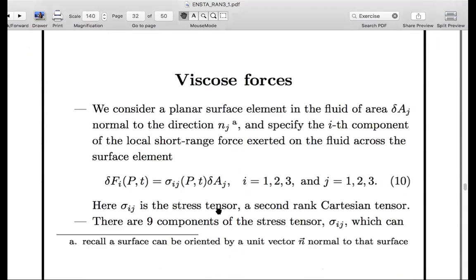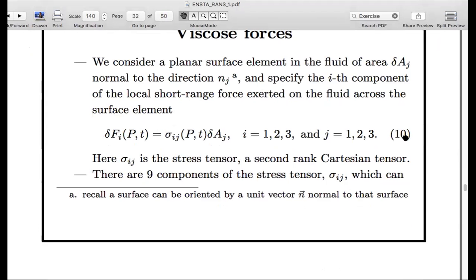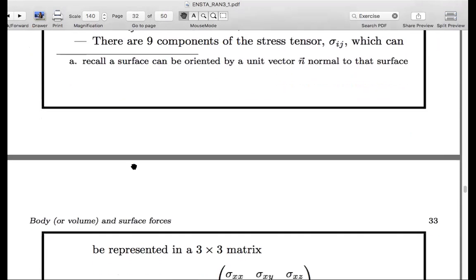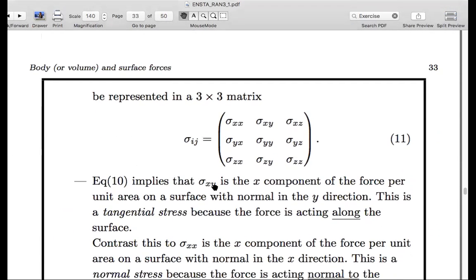So equation 10 tells me that sigma xy is the x component of the force per unit area on a surface with normal in the y direction. I guess I'm just giving a specific example of what I tried to be general about a second ago.